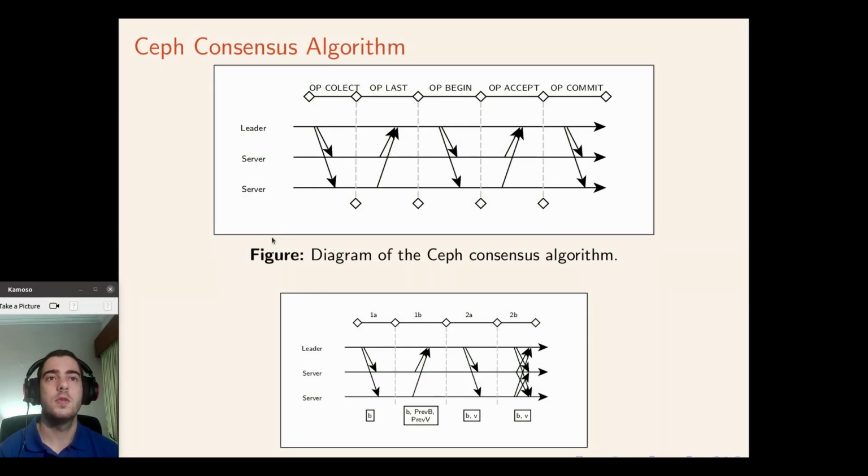There is also a lease phase not represented in this diagram, and this lease phase has two goals. The first one is to work as a heartbeat, so the leader can know which servers are up and which servers are down, and also as a mechanism for the clients to know when it's safe to read a value from a monitor and when it's not.